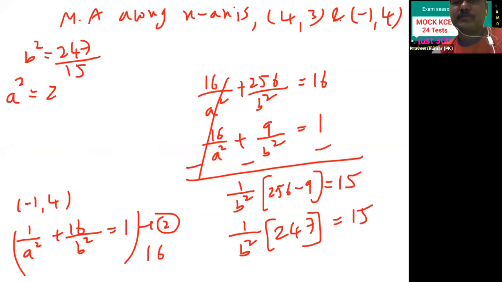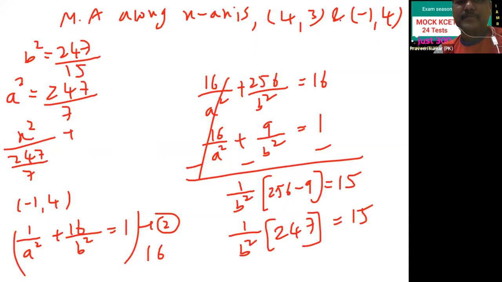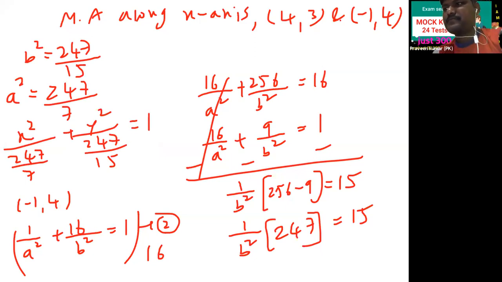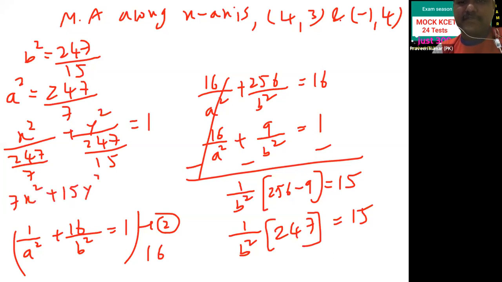You will get 247 by 7. Check it yourselves. Then the final answer is x square by 247 by 7 plus y square by 247 by 15 is equal to 1. You can take the LCM. If you take the numerator, what is the final answer? 7x square plus 15y square is equal to 247. Okay.